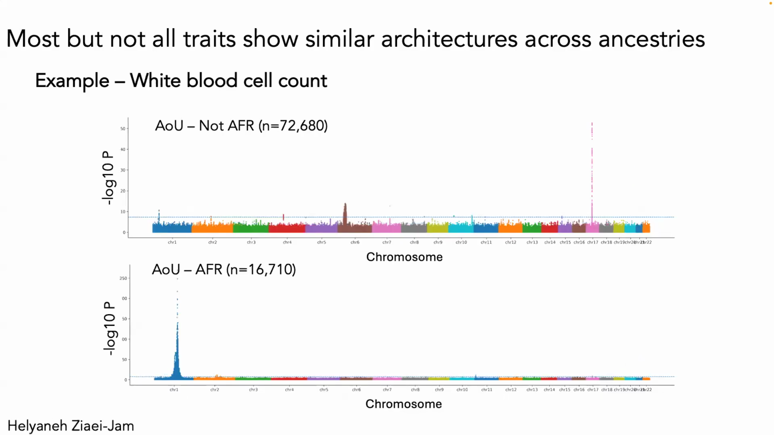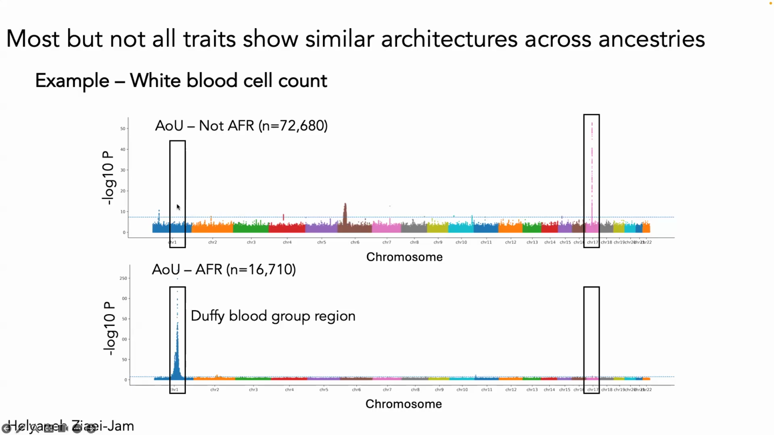On the other hand, here's a different example. This is white blood cell count in All of Us. Again, looking at a Manhattan plot for these two different groups, there are some pretty crazy differences, right? There's this huge spike on chromosome 1 for the African samples. This is driven by the Duffy blood group region, which is well known to be very differentiated between European and African populations. It has a huge effect in the admixed Africans, but there's just no signal in the Europeans because it's not really polymorphic. And then there's this other signal on chromosome 17 that wasn't found in the African individuals. So in some cases, the genetic architecture of the trait might actually look really different.